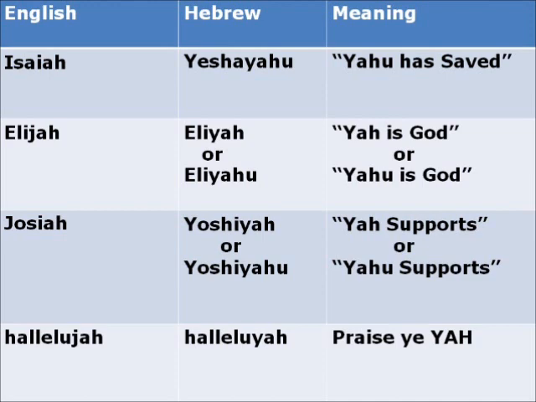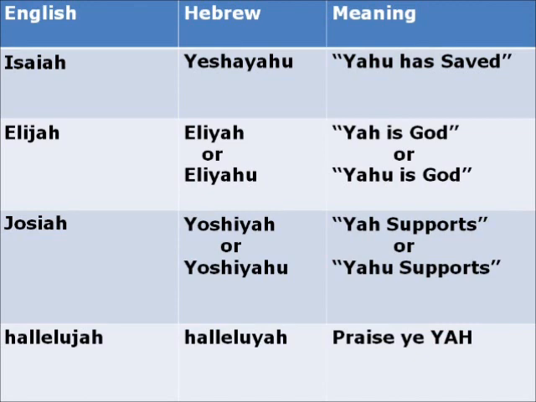And then I included Hallelujah. And of course we all know on Hallelujah, you pronounce the J makes a Y sound. We all know that. I mean, that's kind of common knowledge, that no one says Hallelujah. Of course, it means praise ye Yah. So the point of this chart is to make note of how, again, you can see the J makes a Y sound, and how in Isaiah and Elijah, you'll see Yah or sometimes Yahu in their names.